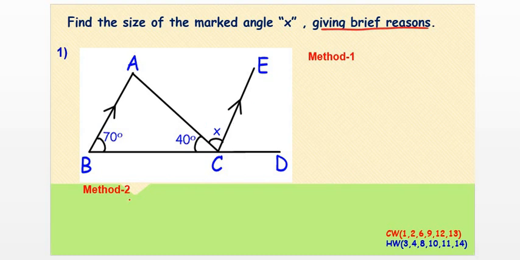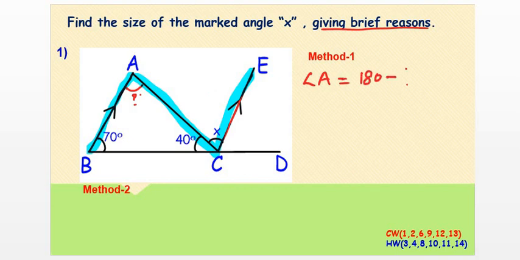Now this question can be solved with 2 methods. The first method: if you notice that this line and this line are parallel to each other, so if I want to find this X, I have to find this angle, this angle A. Because with this angle A and this angle X, we get a Z shape here, like this and this and this, right? So if I want to get the value of this X, I have to know the value of this angle A. So how can we find angle A? Because it's in a triangle, I can add 70 and 40 and subtract from 180 to get the value of the third angle.